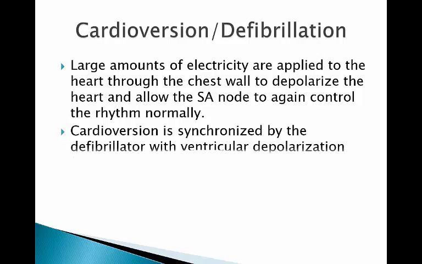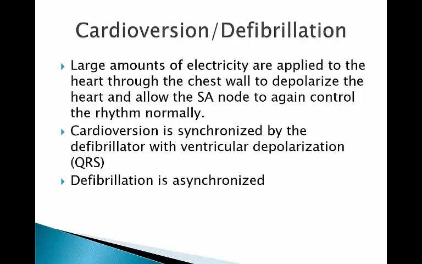All right, so here is cardioversion versus defibrillation. Again, you're applying electricity through the chest wall to depolarize the heart and allow it either to get back to normal sinus rhythm or to shock the heart back to life. Like I said, one of the main differences is the amount of electricity given through each one. Cardioversion is very small, about 50 joules, and defibrillation is anywhere from 200 to 360 joules.